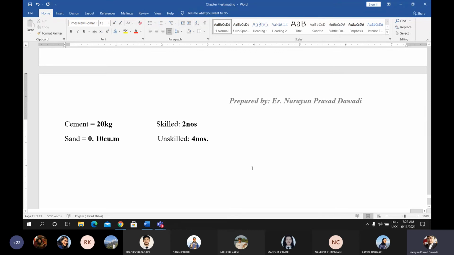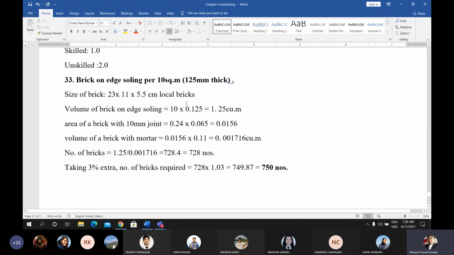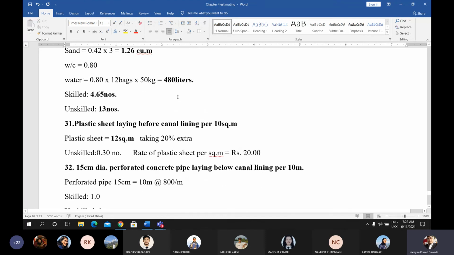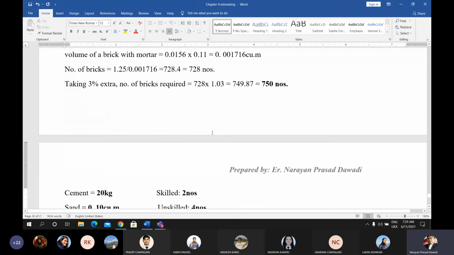And after finding the cost of the material and cost of labor, provide 15% contractor profit overhead and 13% contractor's tax. In this way, you can provide the analysis of rate of all these items.